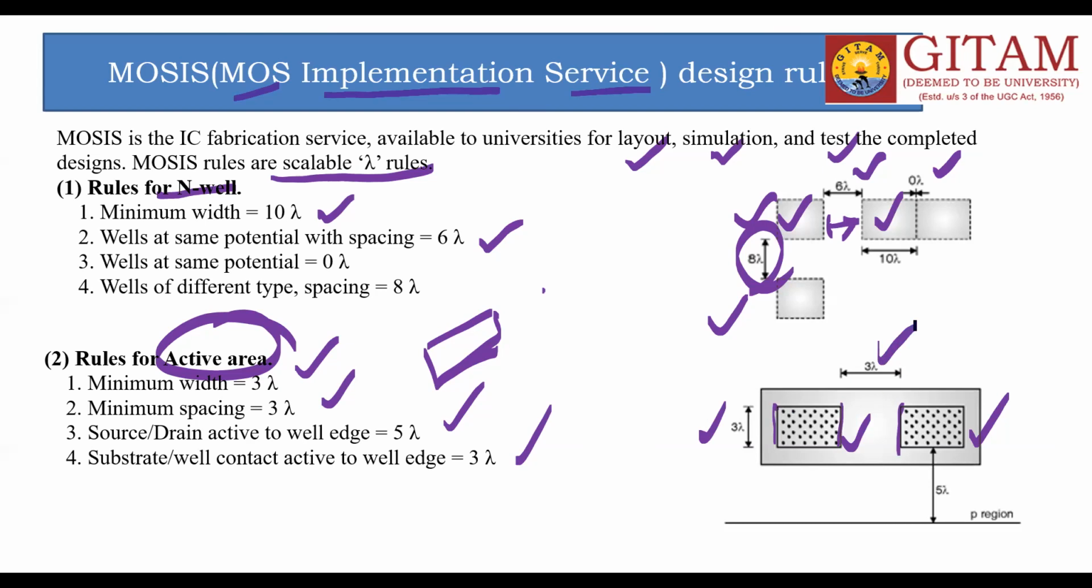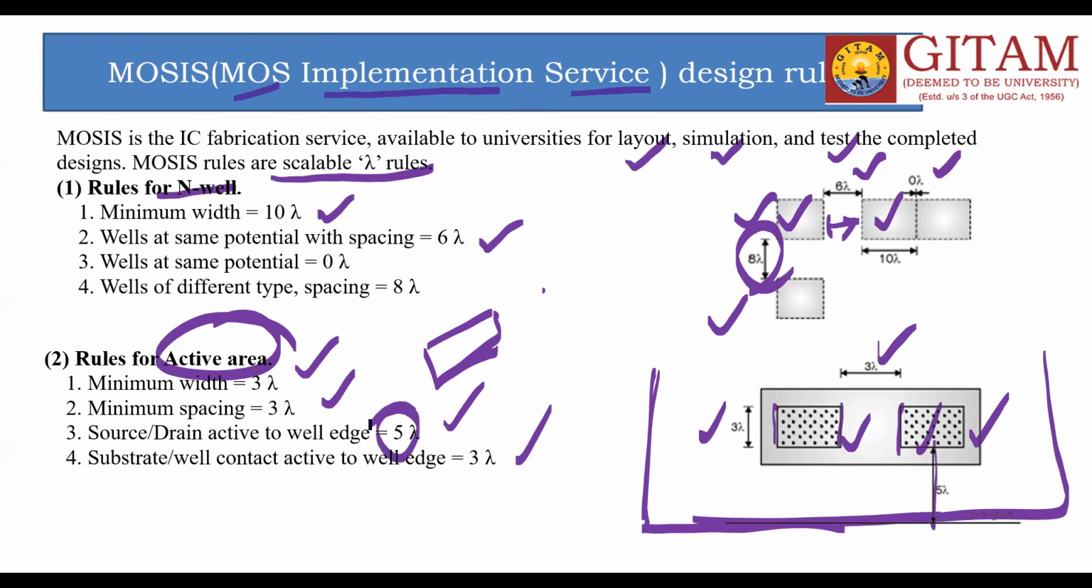And one more thing, source drain active to the well. Suppose this is the well. From this active to the edge of the well, what is that space? The minimum space is 5 lambda. And substrate to well contact is 3 lambda.